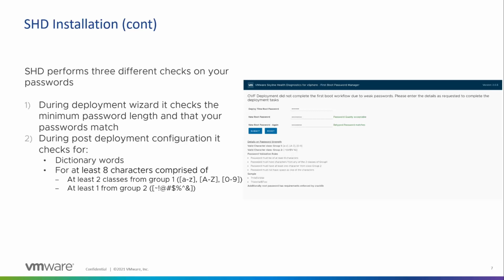It just means that the initial root password that you chose does not meet those requirements. And so it's going to ask you to set a stronger password. And so here you can see, basically, it asks for that original deploy time root password, as well as the new root password, with the guidance on what it must be to be valid.